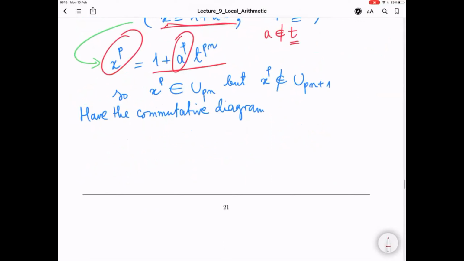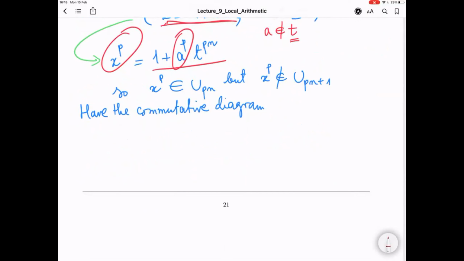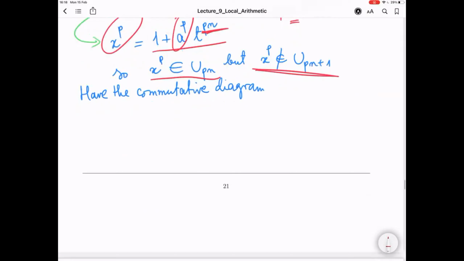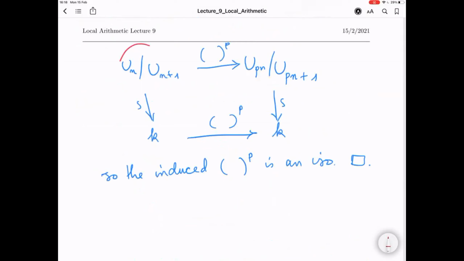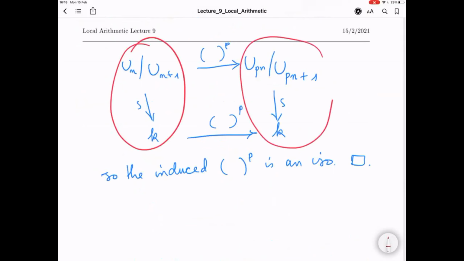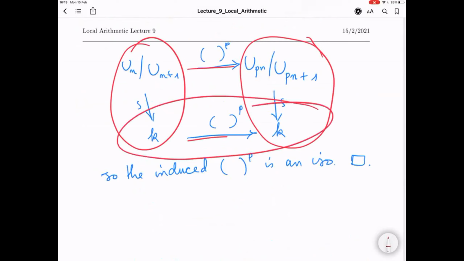So if a is a unit, then so is a to the power p. And therefore, x to the p is going to be in upn, because the exponent here is pn, but it's not in the next one. So basically, we have proved that this is an isomorphism, and the same reason applies to this here. So these are two vertical isomorphisms, and you have the raising to the power p map here, and raising to the power p map here as well. And this diagram, of course, commutes. The bottom map here is, of course, an isomorphism.